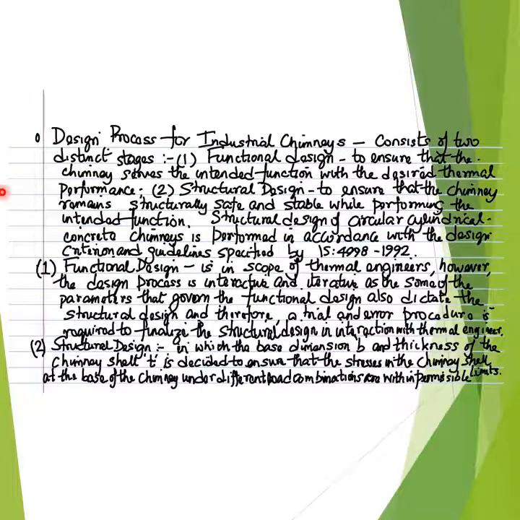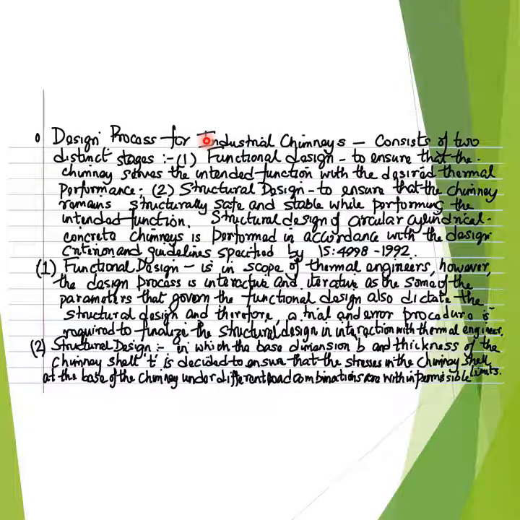The design process for industrial chimneys also evolved over the centuries, starting from the 19th century up to the present, and the currently prevalent design process for industrial chimneys consists of two fundamentally distinct stages or parts.